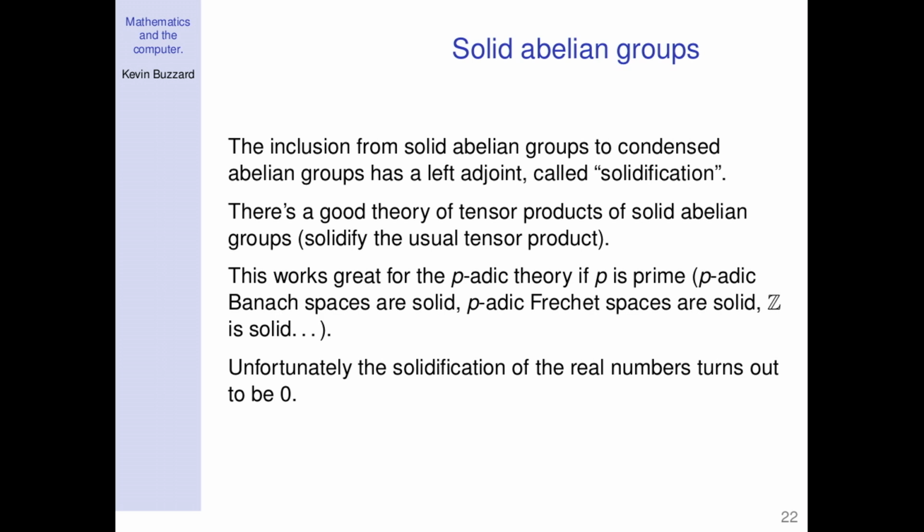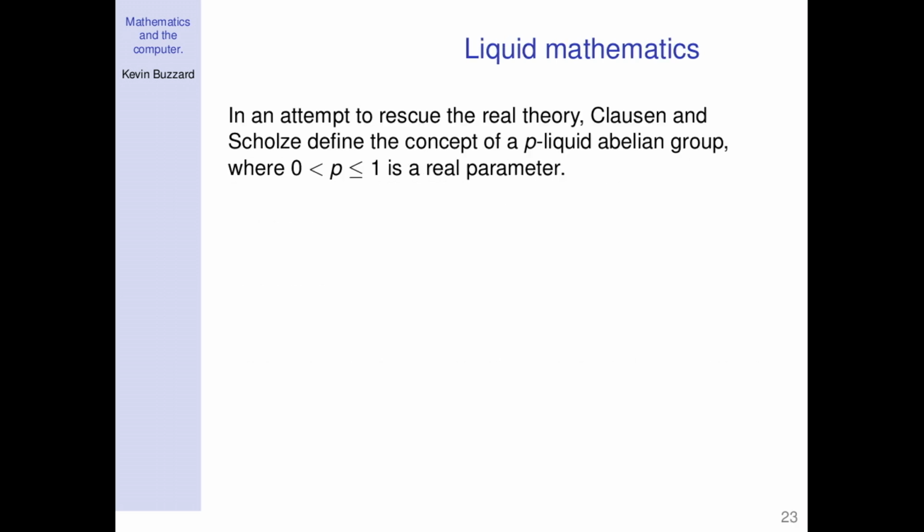And so if you want to apply this stuff to p-adic geometry, then there you can do it. But in p-adic geometry, we're already quite good at cohomology theories. What they were really targeting was things like the theory of complex manifolds. So the solidification of the reals and the complexes is going to be 0, and so we need a more subtle theory of completion.